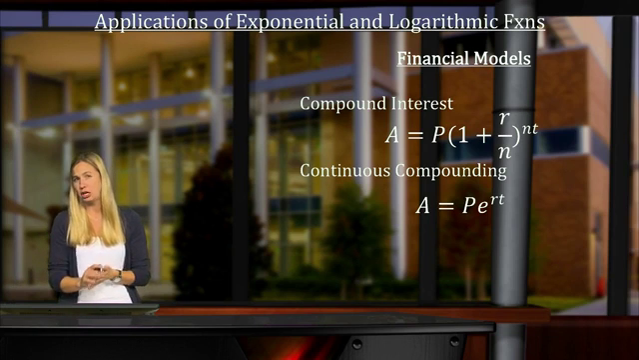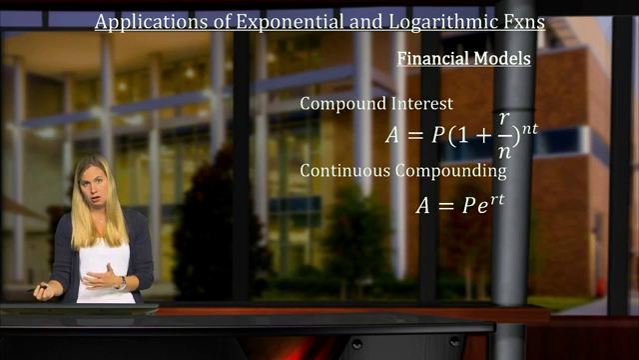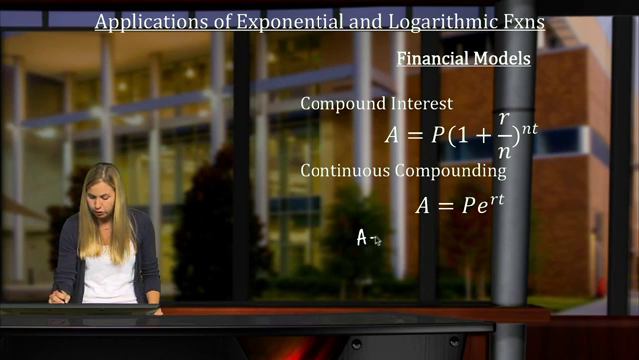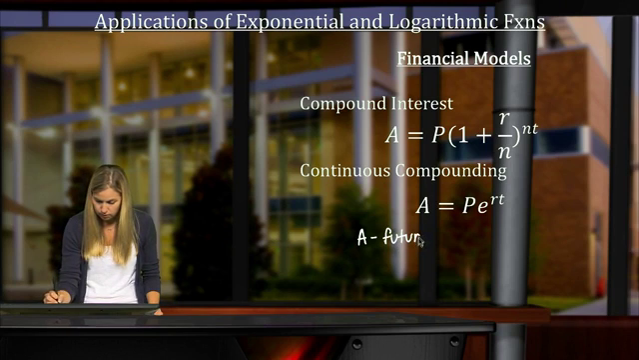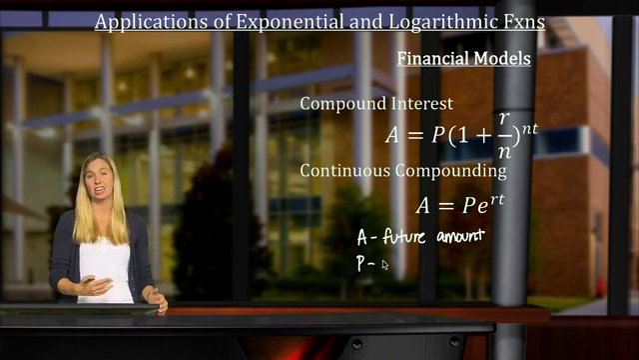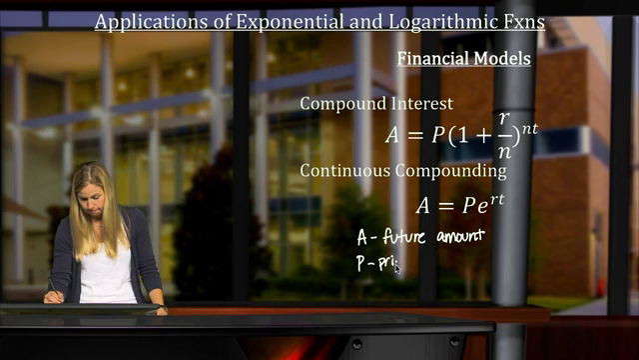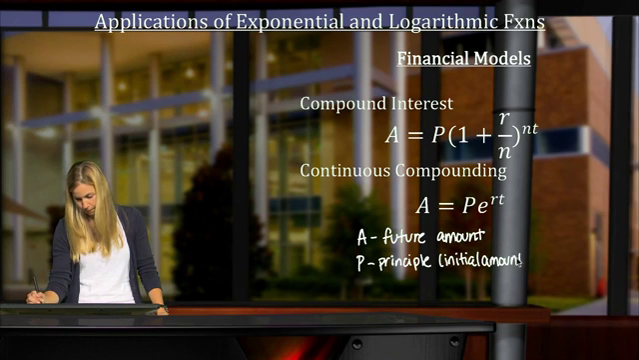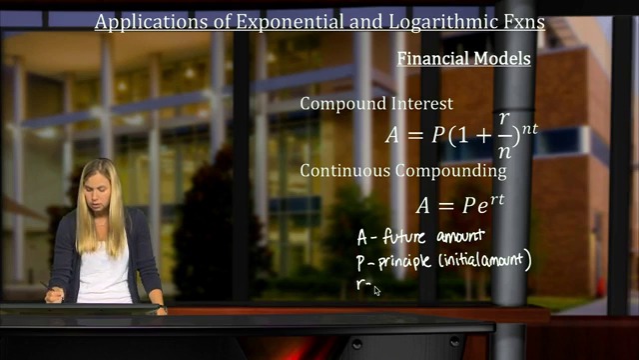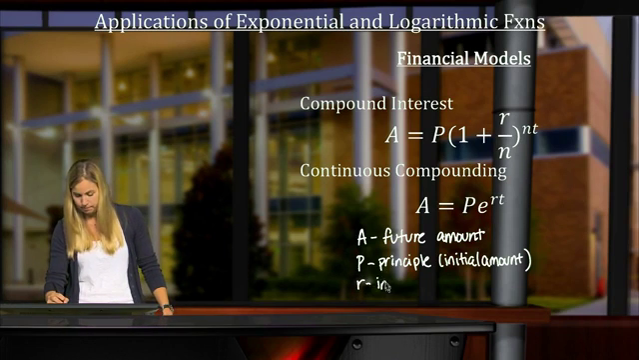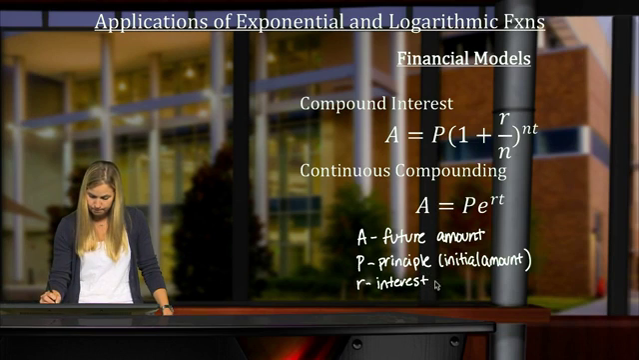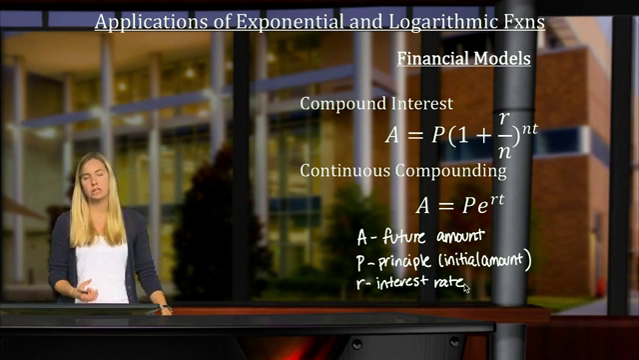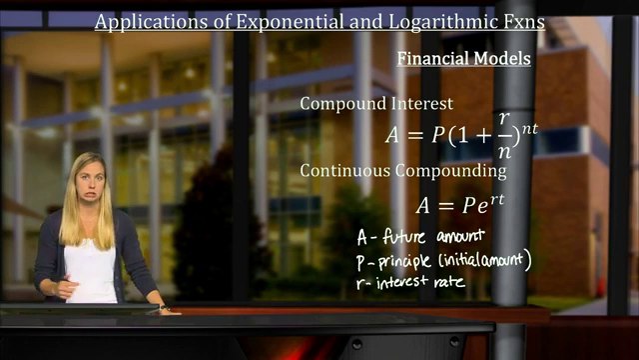So you have these formulas. Hopefully you're familiar with them. Let's review just the variables here. A is going to be our future amount. P is our principal or the initial amount. R is our interest rate, our annual interest rate. Anytime we are using a rate in a formula, we need to make sure that we convert it to its decimal form.